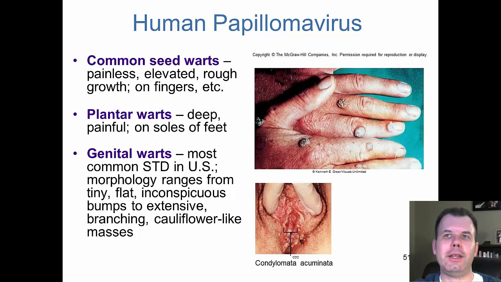Another STD that can be caused are these genital warts. And again, these are warts on the genitalia. They can be tiny, flat, inconspicuous bumps to extensive branching and cauliflower-like masses around the genitalia. So again, spread through sexual contact, unprotected sex, and it's a very, very common STD. Okay, and again, this is part of that HPV process.